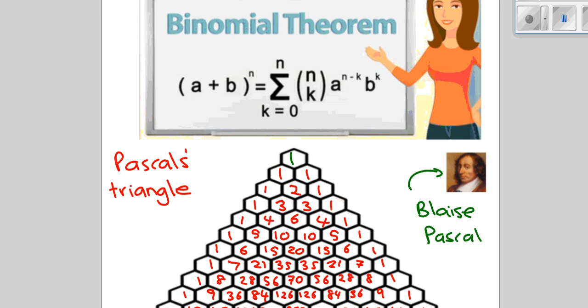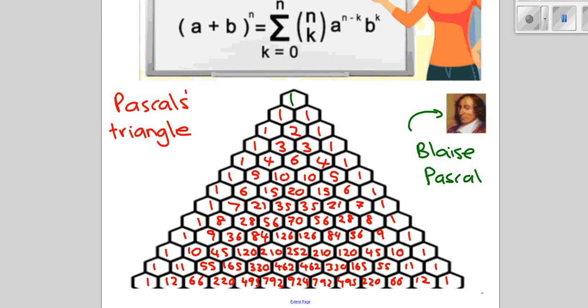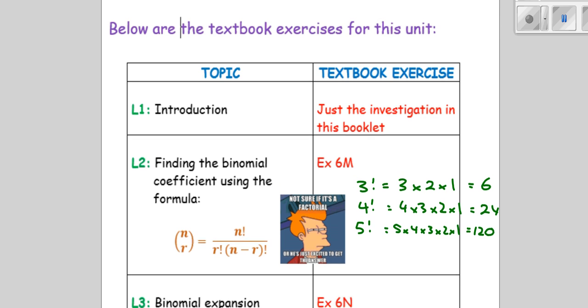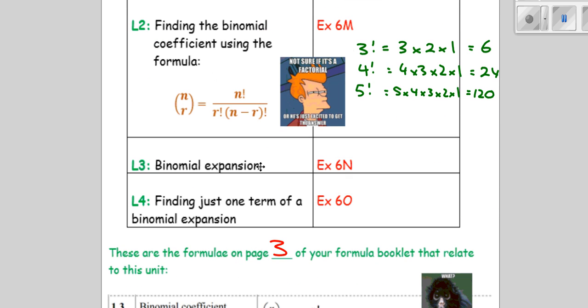So this is your Pascal's triangle, as we noticed before. Today's lesson we're finishing off L2, finding the binomial coefficient using this lovely formula that's totally full of factorials. And in a way, lesson 1 has already given you an idea of what this is as well. Remember the bottom of lesson 1, you were doing questions like that.